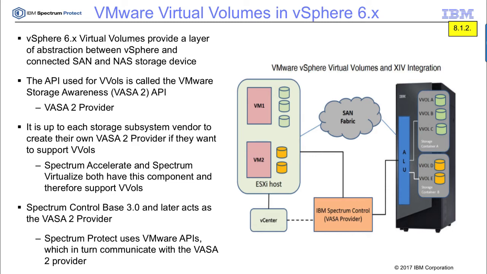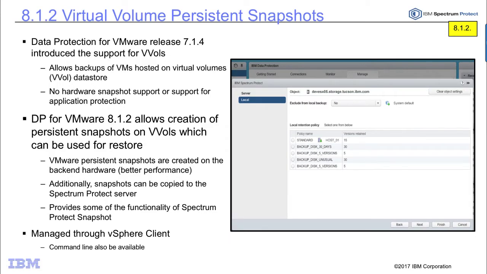Now, for Spectrum Protect, which is intended to do backups, what we do is we interface with VMware's APIs to support those snapshots, which in turn coordinates and communicates with the underlying hardware. The reason I'm discussing this background is that in version 8.1.2 we have introduced some new features for data protection for VE in support of VVols.